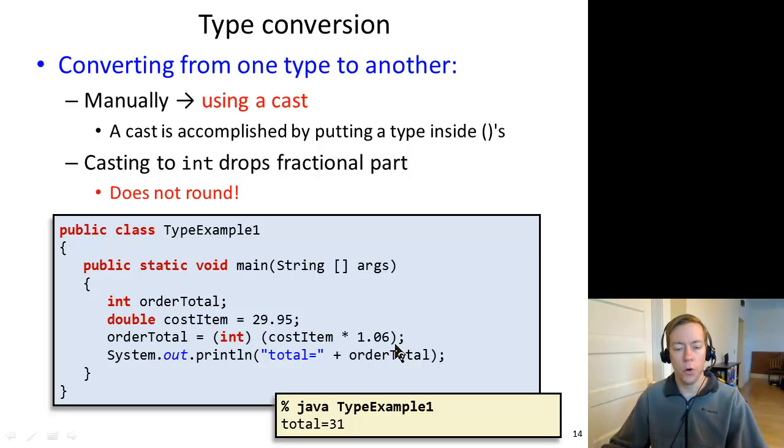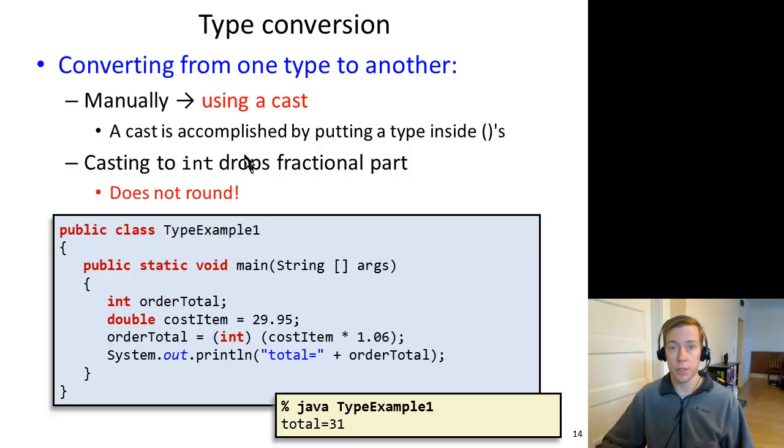But notice what happens here: it just drops the fractional part. It does not round. If something comes out to be 1.7, and you cast 1.7 to an int, you're going to get 1. It just drops whatever's after the decimal. If you want to round, there's a specific function in Java for that, but a cast like this does not round. It simply drops everything after the decimal point.